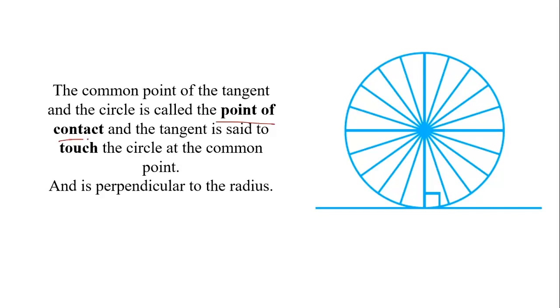It can be asked, what is the point of contact? The contact of the circle and the tangent is the point of contact. Another very important concept is that the tangent is always perpendicular to the radius of the circle. In further slides, we will be deriving this result.